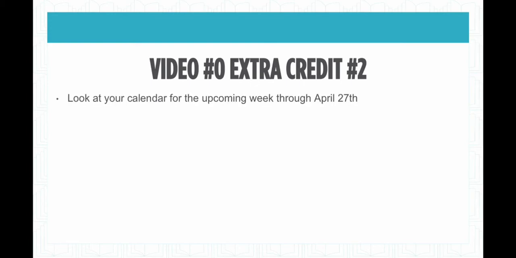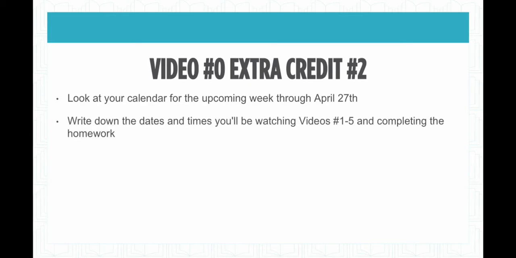Extra credit 2, look at your calendar. For the upcoming week, these videos are available through April 27th. That is the day we will be taking down the free access to them. Write down the dates and times you will be watching videos. It really should be video 0 through 5 and completing the homework. I guess you already watched this one, so it makes sense. And completing the homework. Write it down. Things that get written down are a lot more likely to be accomplished.